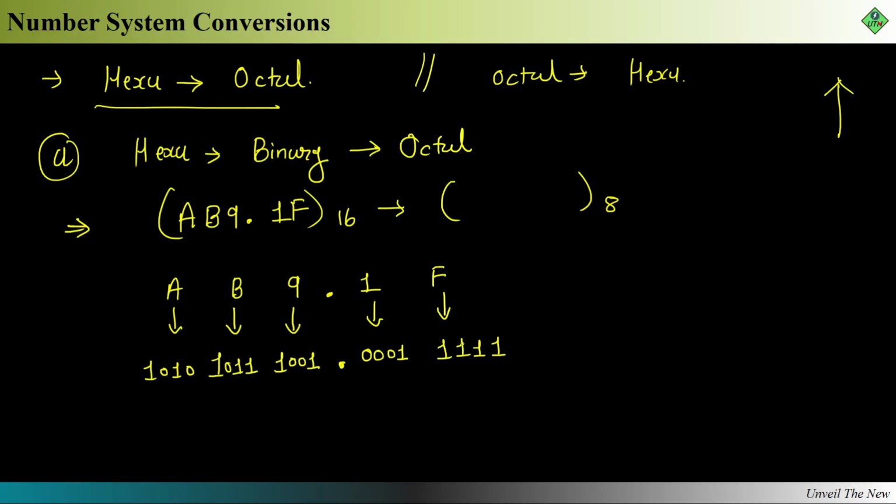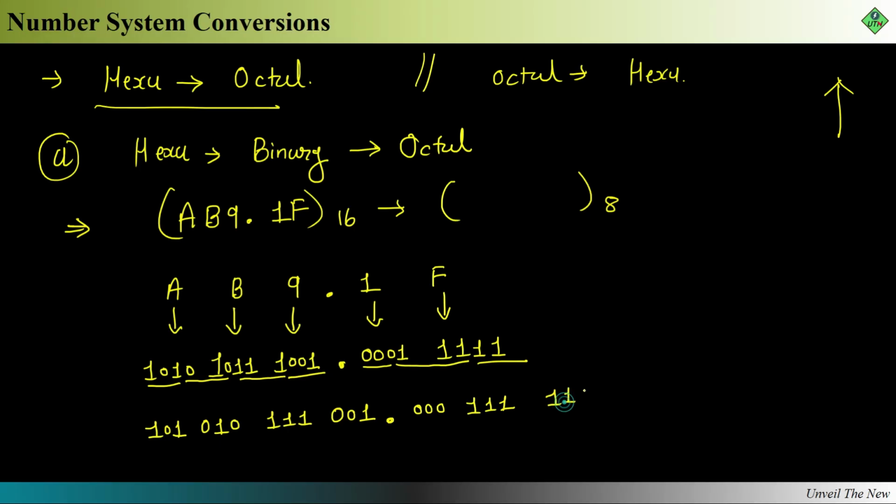Now we need to convert this binary number to the octal number. For that we need to make groups of 3 digits. The first group is 001, the next group is 111, then 010, and the last group is 101. Similarly here also: the first group is 000, the next group is 111, and the last group is 11, and we will add 0 at the end, so this becomes 110.